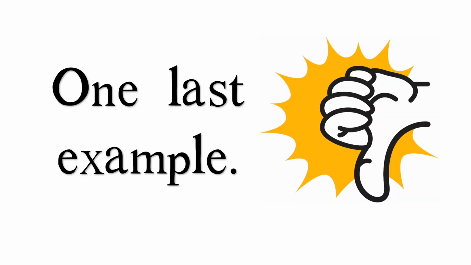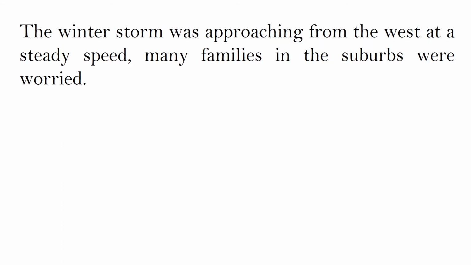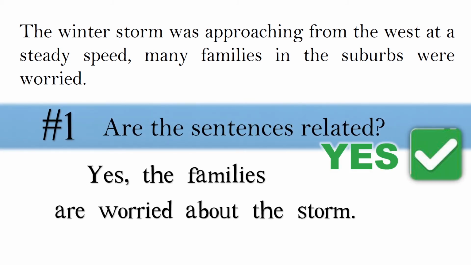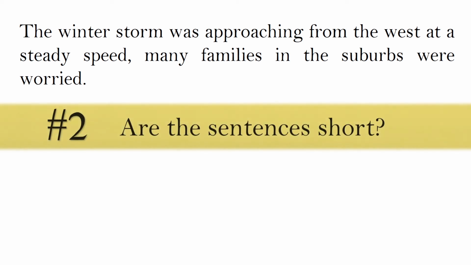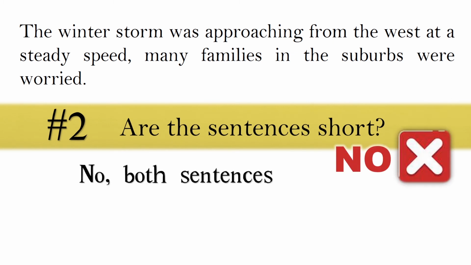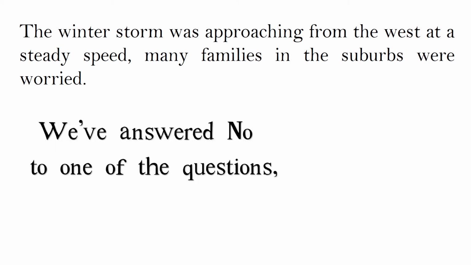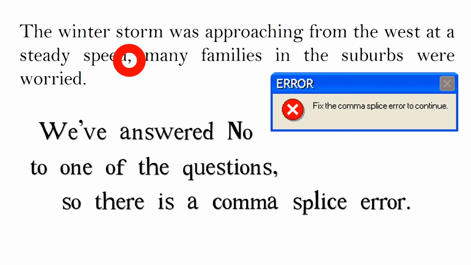One last example. The winter storm was approaching from the west at a steady speed, many families in the suburbs were worried. Are the sentences related? Yes, the families are worried about the storm. We can see the connection between the two sentences. Are the sentences short? No, both sentences are over 6 words. We've answered no to one of the questions, so there is a comma splice error.